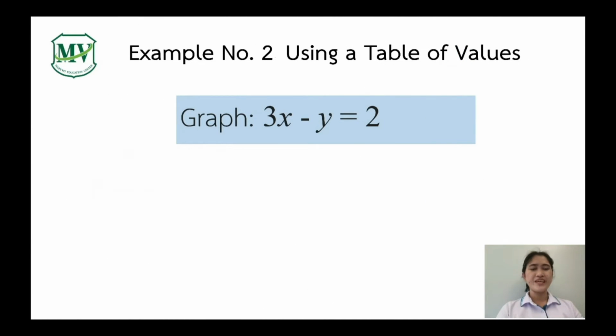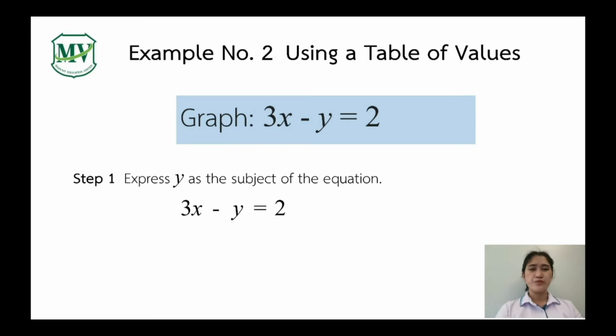Example number 2. Let's graph 3x minus y equals 2. Step number 1. Express y as the subject of the equation. Transpose 3x to the other side. So now we have negative y equals negative 3x plus 2. Now we're going to change negative y to become a positive y.